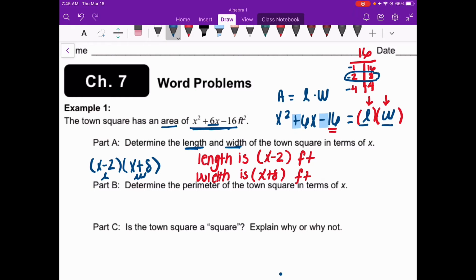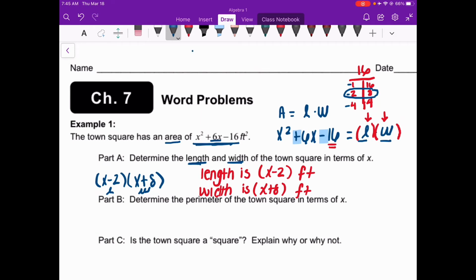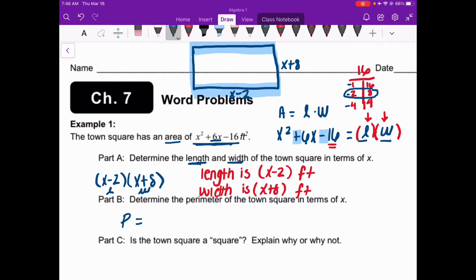Part B, determine the perimeter of the town square. So let's draw a picture of this town square first. We just found the length and the width. The perimeter of a rectangle or square is adding up all the sides. So in other words, it's 2 times the length and 2 times the width, or the width plus the width plus the length plus the length. Shortcut to that formula, perimeter equals twice length plus twice width. And now we're just substituting these lengths and widths into our equation.